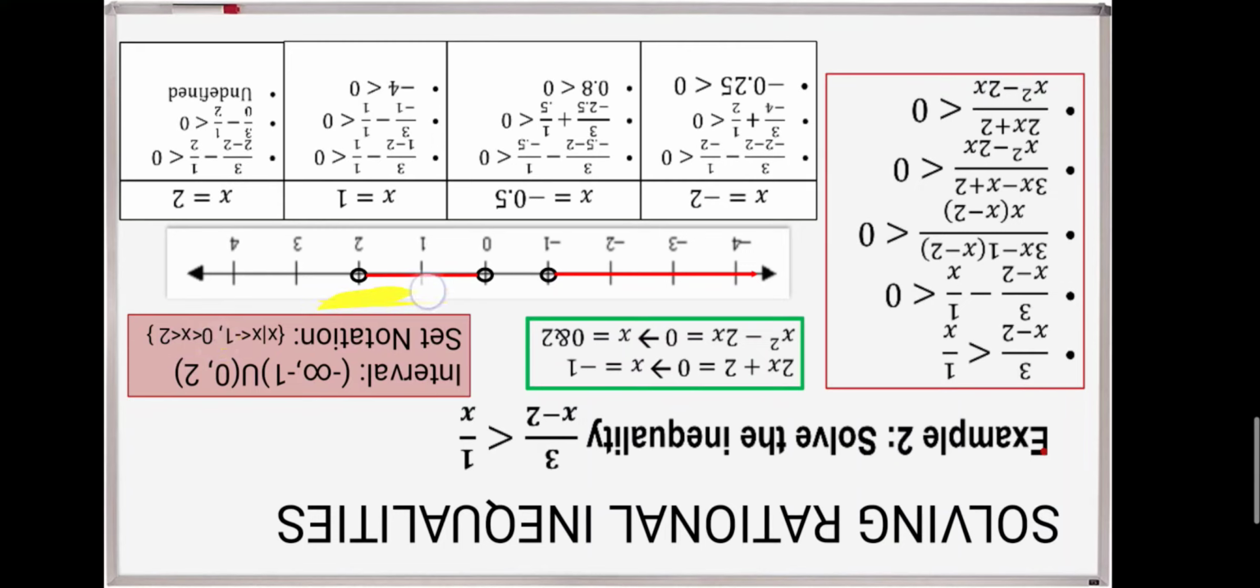Then in set notation, we will use x such that x is less than negative 1 and x is greater than 0 but less than 2. Okay? So that is for solving rational inequalities.